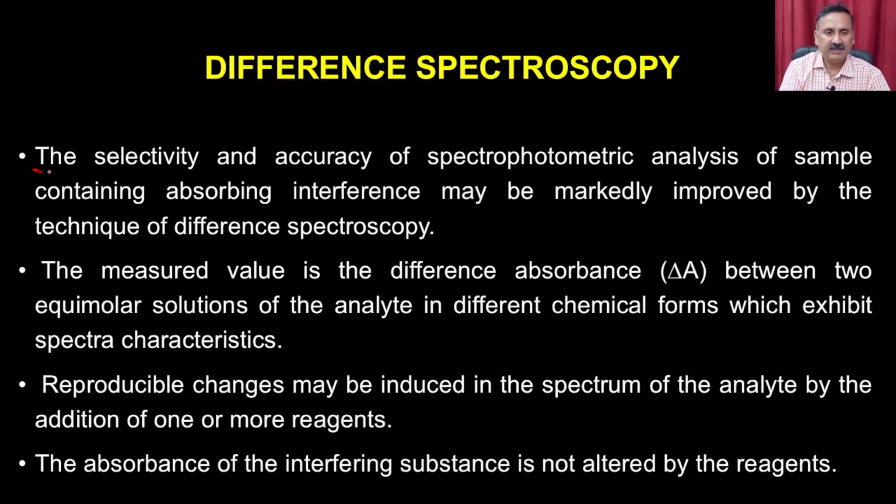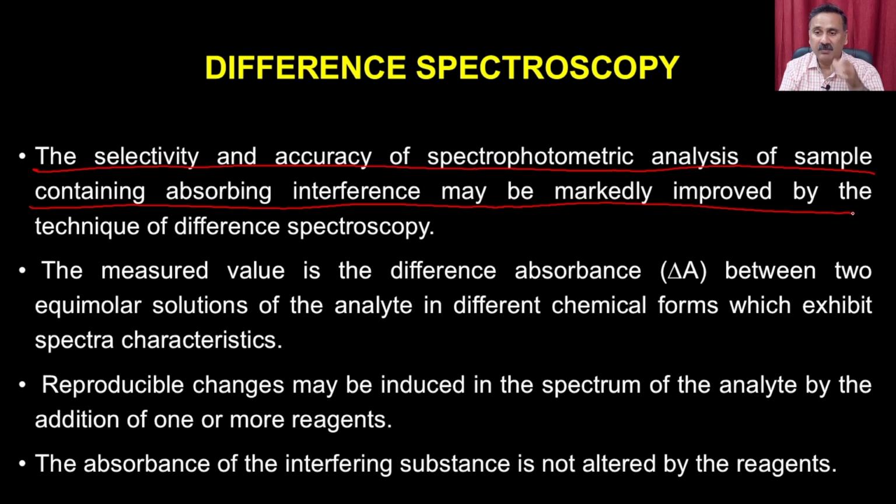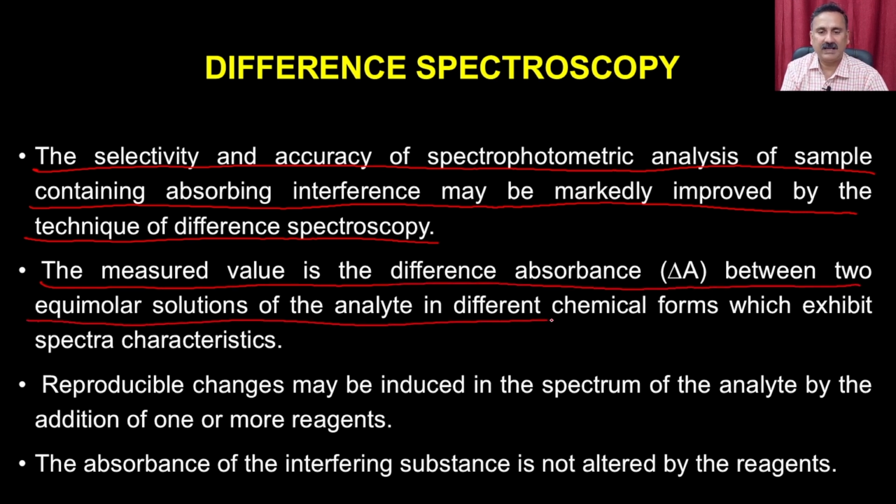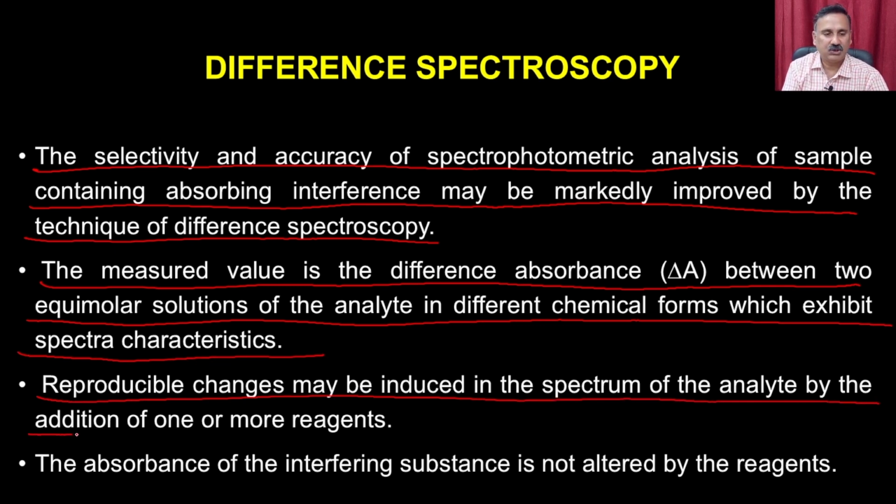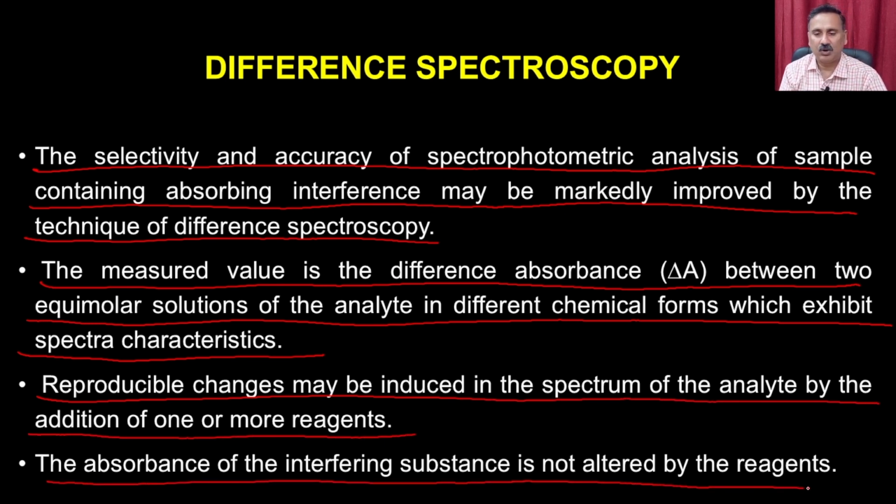The selectivity and the accuracy of spectrophotometric analysis of samples containing absorbing interference may be markedly improved by the technique of difference spectroscopy. The measured value is the difference in absorbance between two equimolar solutions of the analyte in different chemical forms which exhibit characteristic spectra. Reproducible changes may be induced in the spectra of the analyte by the addition of one or more reagents. The absorbance of the interfering substance is not altered by the reagents.